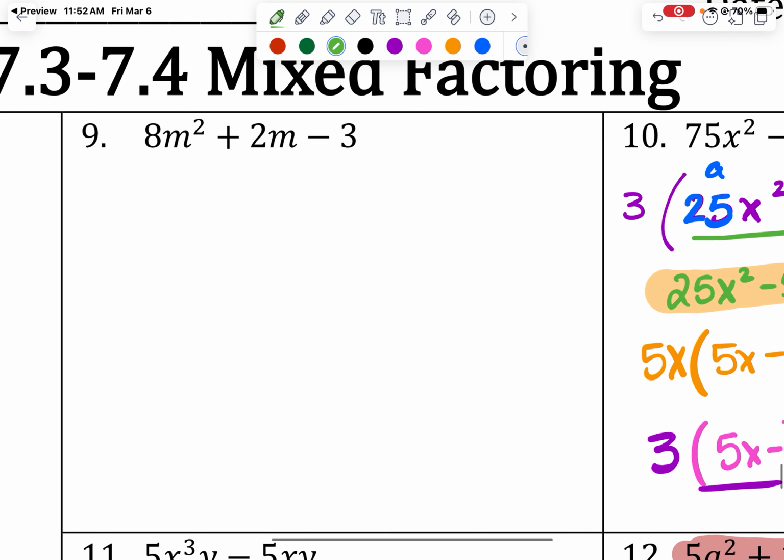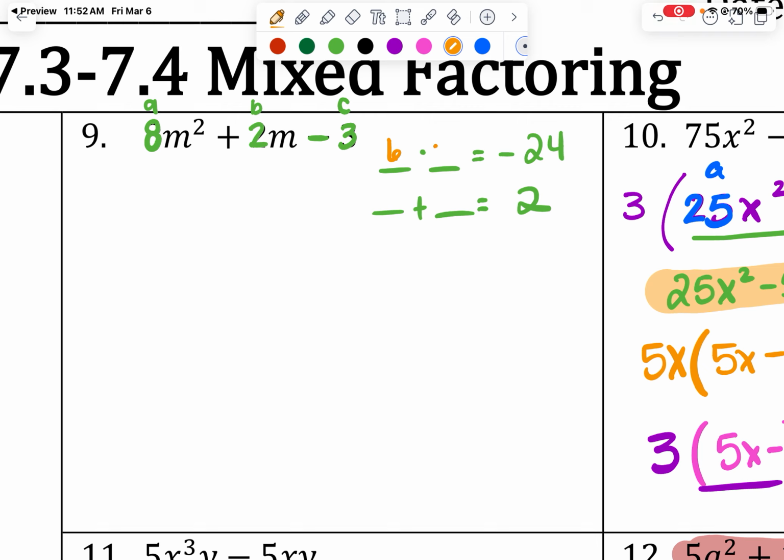We're going to look at our A term, which is 8. Our B term is 2, and our C term is negative 3. So we're going to figure out what multiplies to give us A times C, which is negative 24, and what adds to give us our B term, which is 2. The factors that multiply to give you negative 24 but add to give you 2 are positive 6 and negative 4. And in this problem, our A is 8, so we cannot use our shortcuts, so we have to factor this by grouping.